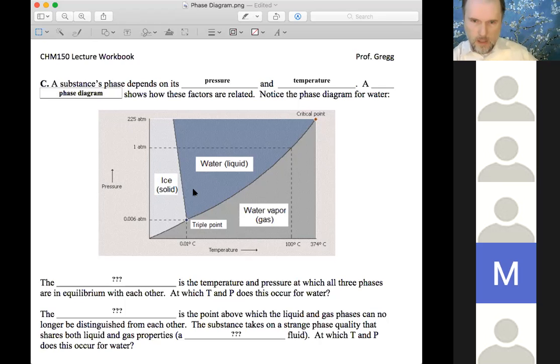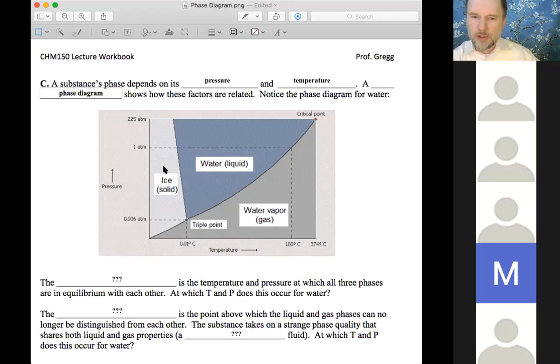So, some things I want to point out about this phase diagram. First of all, every substance has its own phase diagram. This is the phase diagram for water, but every chemical substance will have its own unique phase diagram. So if you have a bar of gold, it will have its own phase diagram. If you have carbon dioxide, it will have its own phase diagram. So you get the idea? So this is the phase diagram for water, and there are some elements of this that I want to point out to you.